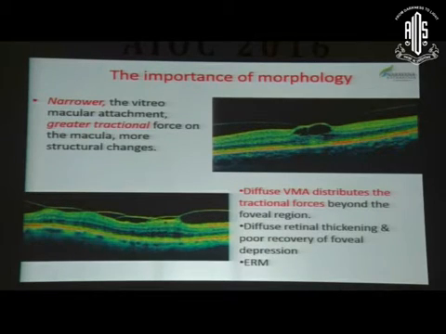Here the force is distributed. The tractional forces are distributed beyond the fovea. So the anatomical changes right at the fovea will be less, but you can get a diffuse retinal thickening. And these patients, once you operate, there will be poor recovery of foveal depression. And most of these patients may have associated ERM.